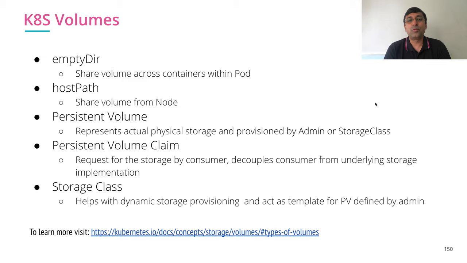In Kubernetes, volumes is the most difficult topic because it consists of many types of volumes. It starts with empty directory, which is used to share volume across containers within the pod, and always starts empty. Host path to share the volume from your node directly available. Then there are 2 special resources, persistent volume and persistent volume claim. Persistent volume actually represents the physical storage, either provided by administrator or dynamically created using storage class. Persistent volume claim is to define the storage requirement by the consumer, which is the pod, and helps to decouple actual storage details from the user, which is the pod.